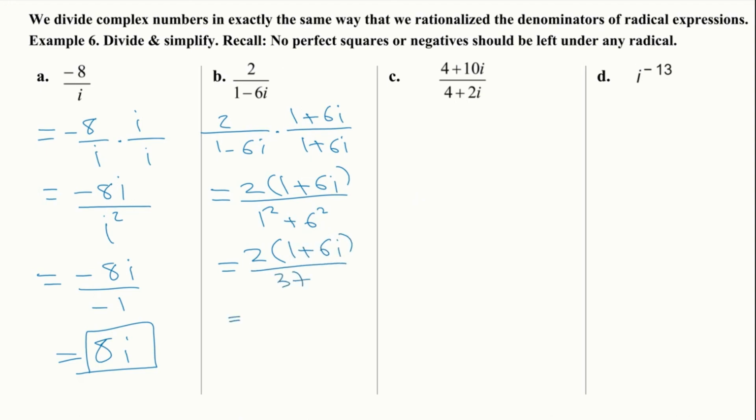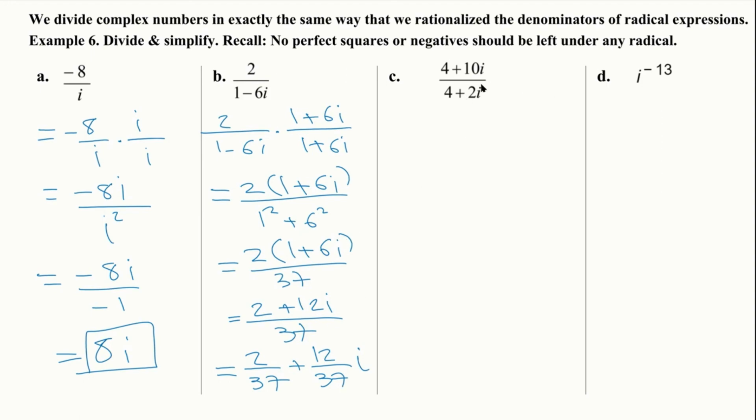Now, I noticed there is no cross-canceling possible. I left the 2 out in case I became able to cancel it. I would have done that, but we didn't end up doing so. So we're going to go ahead and just distribute it. So it's 2 plus 12i over 37, which we can break up and write as 2 over 37 plus 12 over 37, and put the i on the side so that we're in standard complex form, okay?